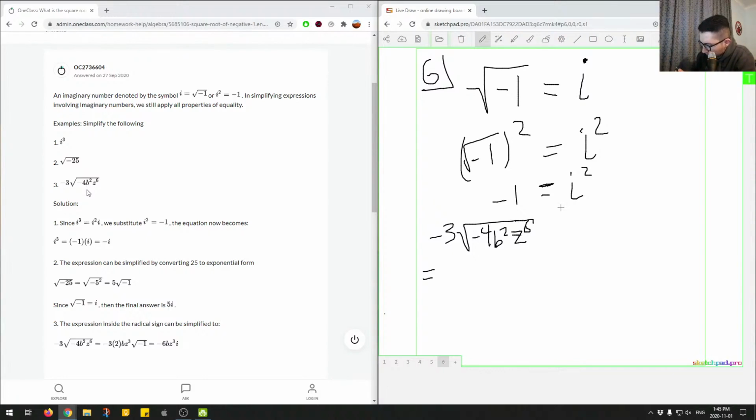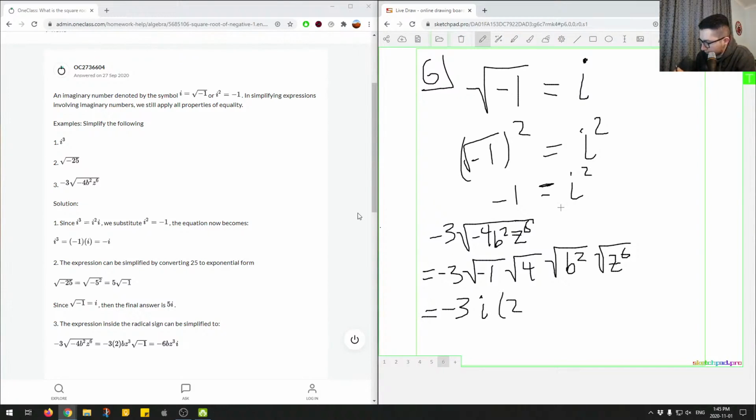So this is equal to -3. We'll say times -1, square root of -1 times square root of 4 times square root of b squared times square root of z to the power of 6. So right away we can see that this is I, square root of 4 is 2, and we can simplify the rest. So we have -3I, and then square root of 4 is 2, and then we have b. So if we have b squared square rooted, that's just b.